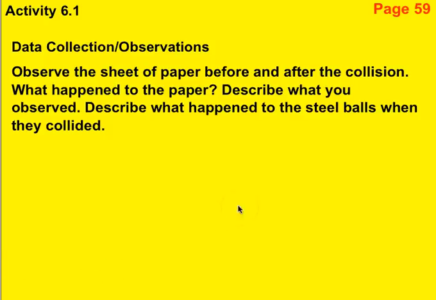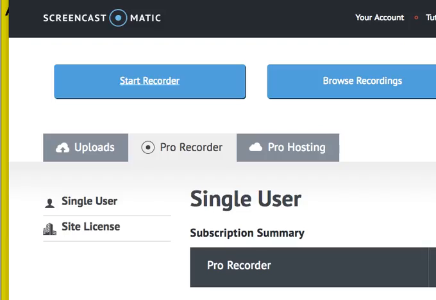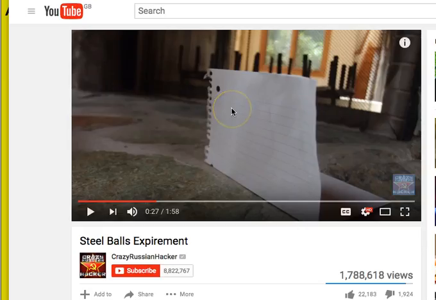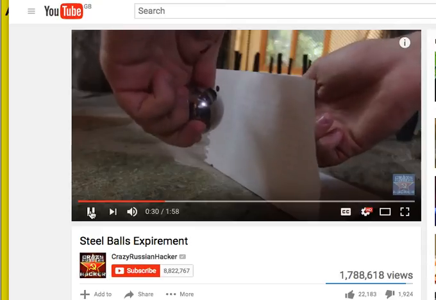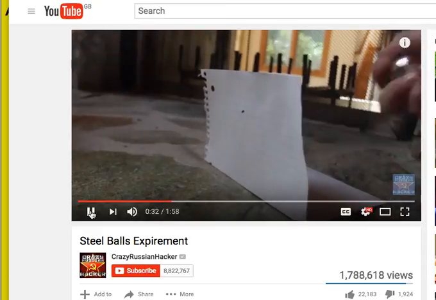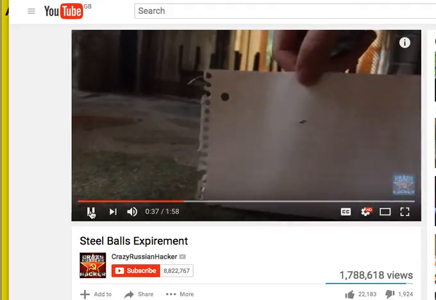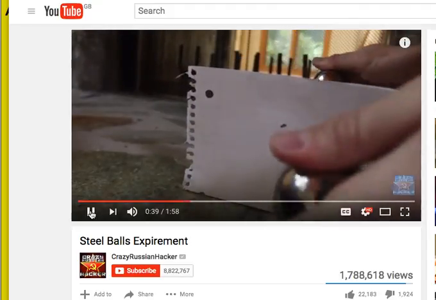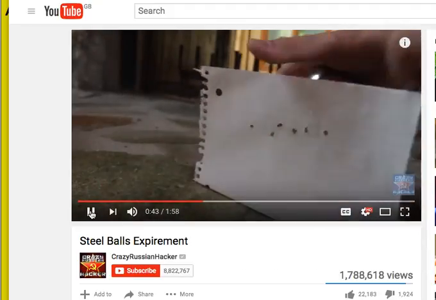Now, for those of you who aren't doing this in class, we're going to have to watch a video. So I've got a video here for you, and you're going to see the two steel balls coming together. All right, so you see that the two steel balls, when they came together, put a hole in a piece of paper. If we do it a couple more times, you're going to see that they keep putting holes in the piece of paper.